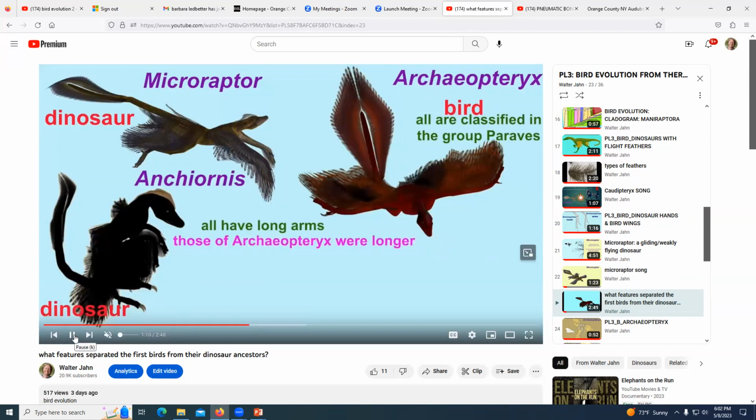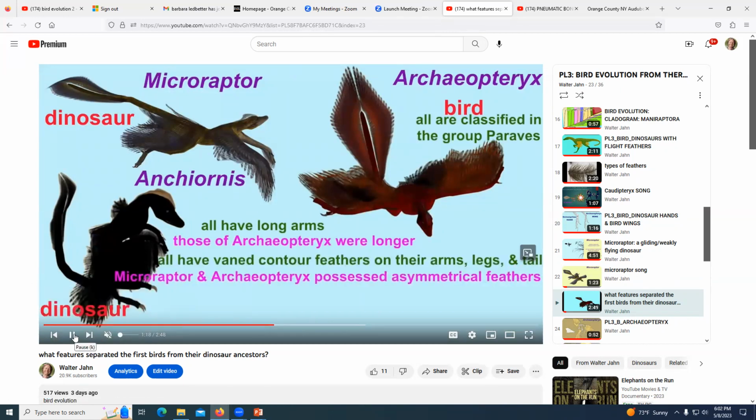Well, they're all in the same group, Paraves. They all have long arms. Those of Archaeopteryx were a little bit longer relatively. They all have veined contour feathers on their arms, legs, and tail. Although Microraptor and Archaeopteryx have the asymmetrical ones. So let me give a shout out to asymmetrical feathers. The fact that this one is fat on one side of the vein and skinny on the other side of the vein, that's asymmetrical. That means that natural selection is favoring it for flight.